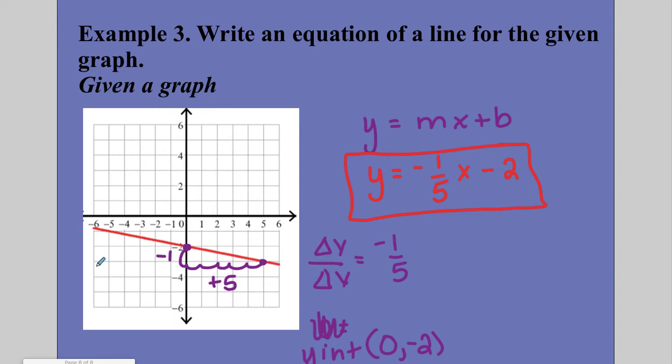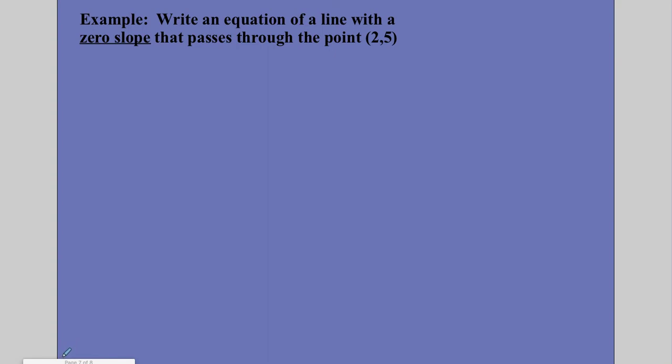Remember, an equation of a line is not a slope. It is the description of the line so that I can graph it. Okay, the last two we've been talking about a lot: writing an equation of a line with a zero slope or an undefined slope. Okay, so zero slope. This is one of our special lines. Remember, the two special slopes are zero slopes and undefined slopes.